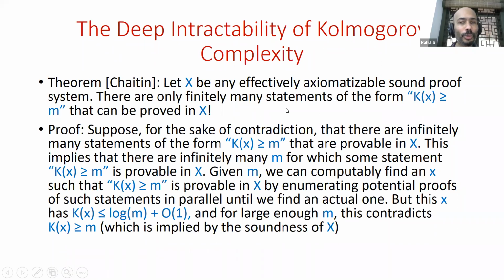But if you want to prove individual statements of this form, there are only finitely many that any fixed effectively axiomatizable sound proof system can show. So even if you consider very, very powerful proof systems, they're inherently limited in their ability to prove lower bounds on Kolmogorov complexity. And the argument is very similar to the one that we've just seen, again relying on a version of Berry's paradox. And again, one question before you go to the proof.